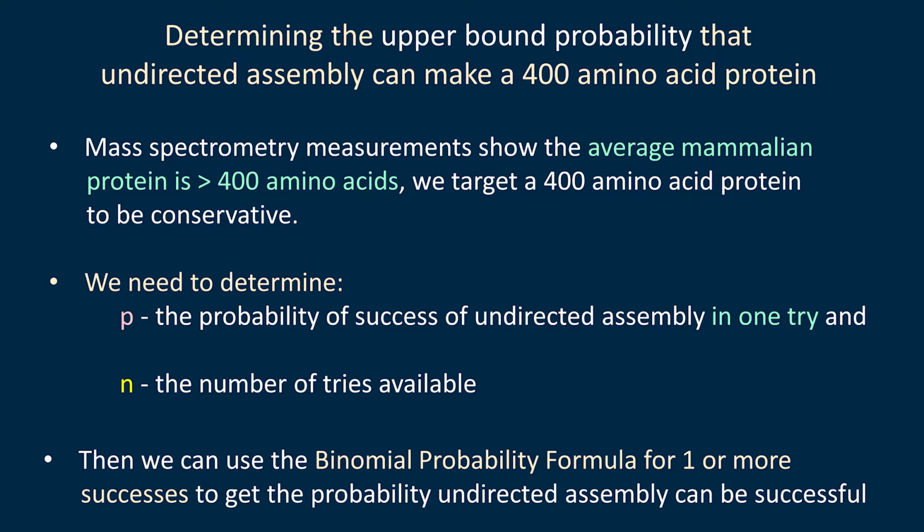And as we mentioned before, we need to determine two things. Little p, which is the probability of success of undirected assembly in one try to make the protein, and n, the number of tries available. And then we can use our binomial probability formula for one or more successes to get the probability that undirected assembly can be successful. And that's the number that we're after.